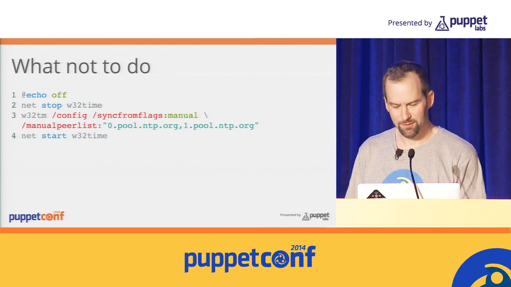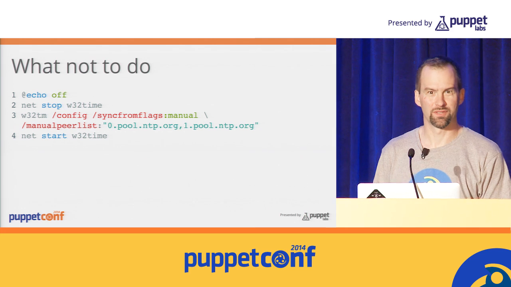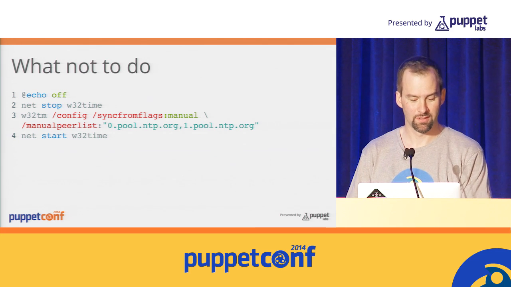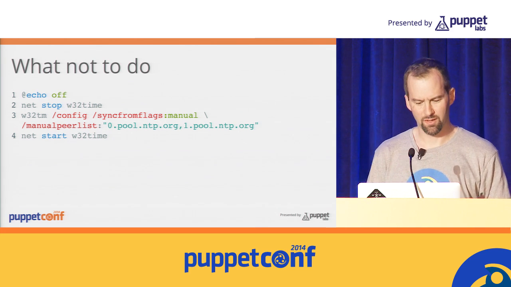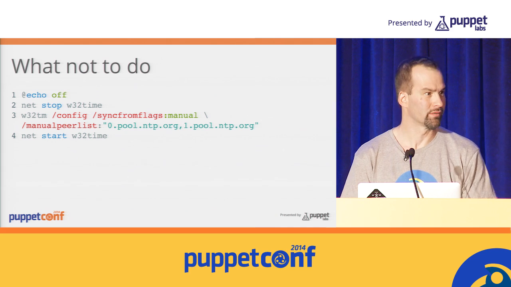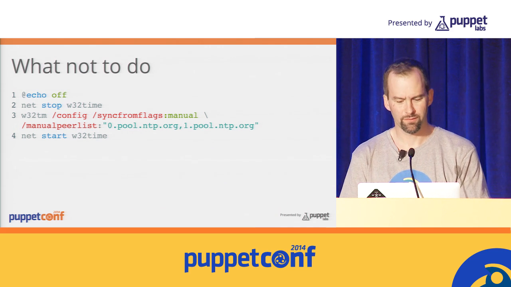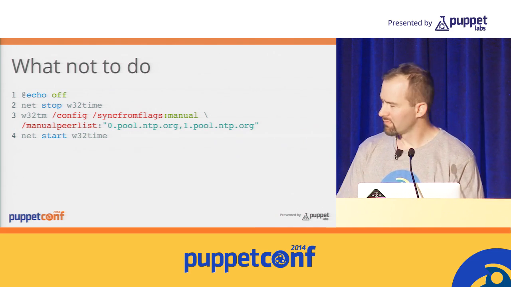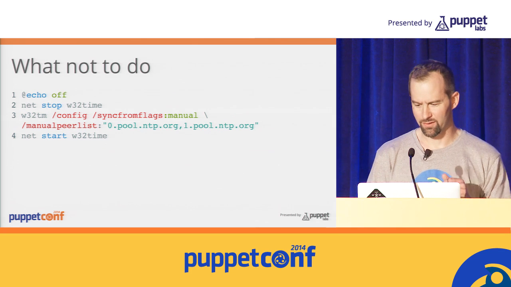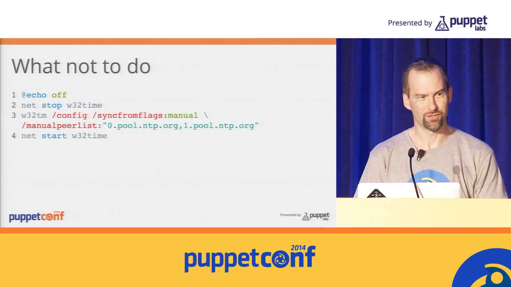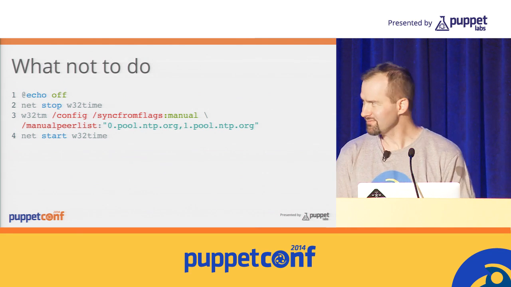So here's a batch file to set up an external time source. It stops the time service, modifies the registry, starts the time service. Seems simple enough. Through my clever use of foreshadowing, you can probably tell that I have concerns about this approach.